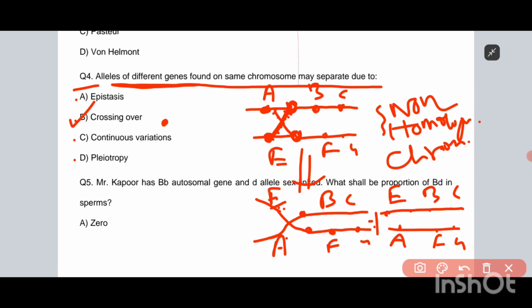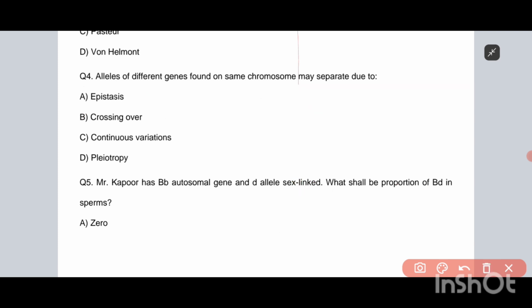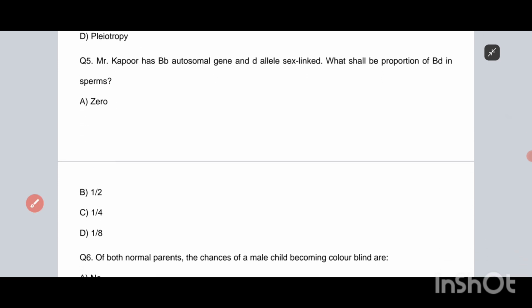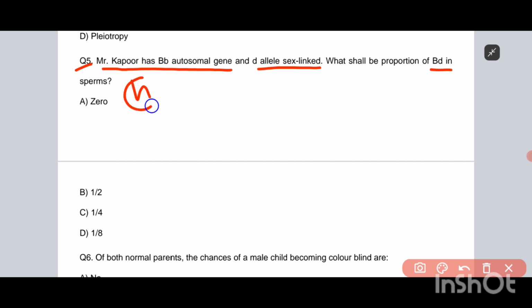Okay. Now we are going into question number 5. Question number 5: Mr. Kapoor has BB autosomal gene and D allele sex linked. What shall be the proportion of BD in sperms? So sperms remain in N condition, or haploid condition. The options given: option A, 0; option B, 1 upon 2; option C, 1 upon 4; and option D, 1 upon 8.